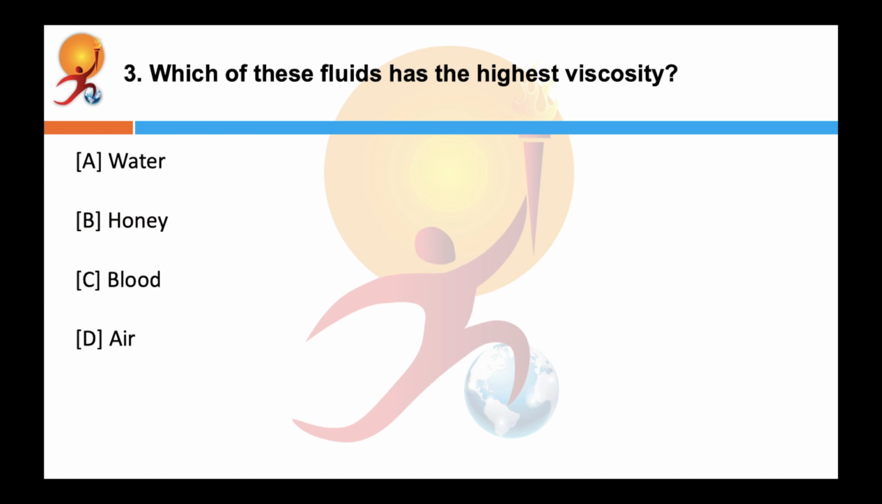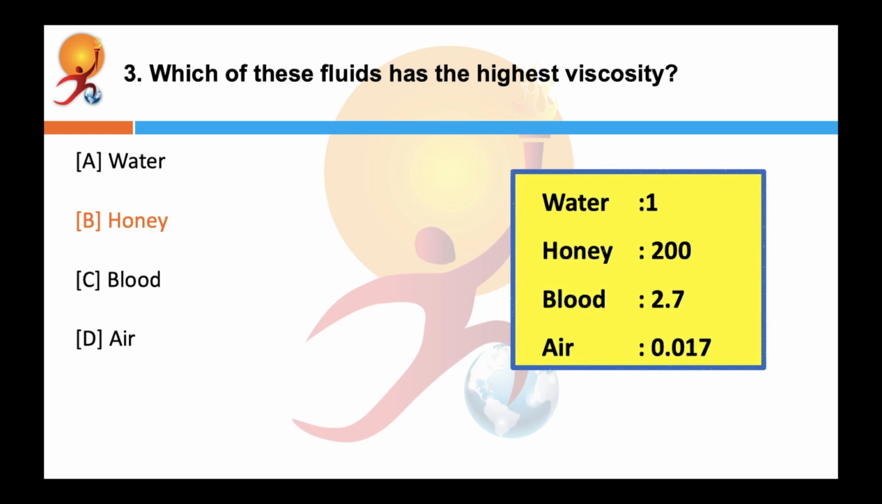Which of these fluids has the highest viscosity? Correct answer is B. Honey. Viscosity of some common fluids are: water 1, honey 200, blood 2.7, air 0.017.